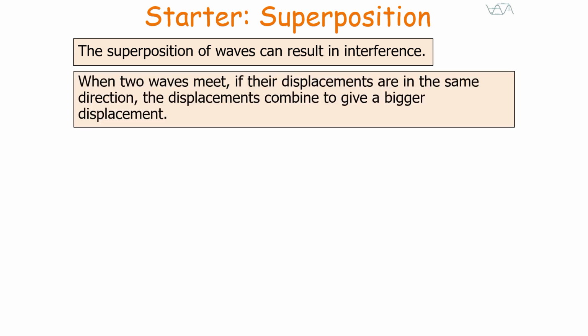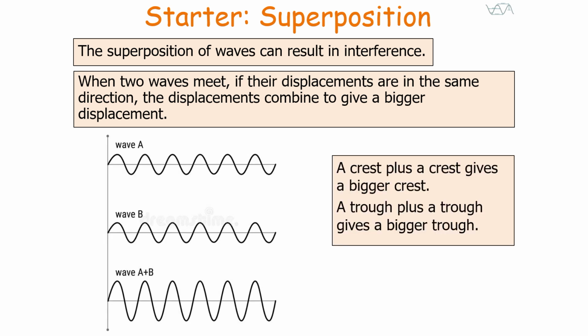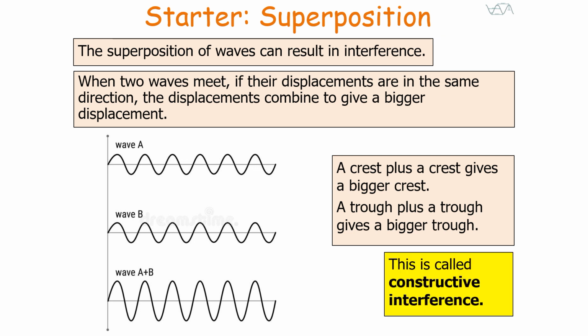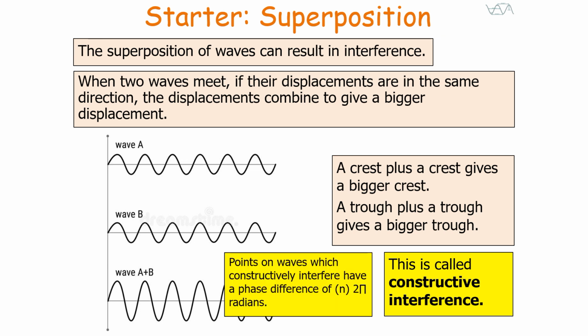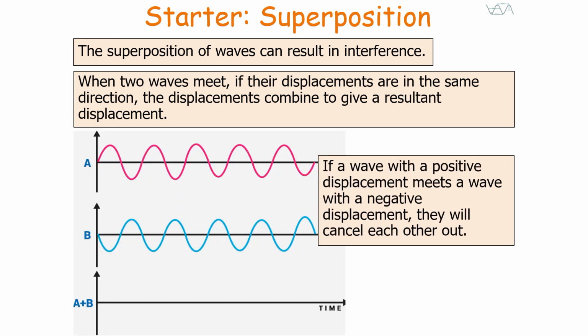Now when two waves meet, if their displacements are in the same direction, the displacements combine to give a bigger displacement. So for example, a crest plus a crest gives a bigger crest. A trough plus a trough gives a bigger trough. This is called constructive interference. Points on waves will constructively interfere when there's a phase difference of 2 pi radians or any multiple of that, when the two waves are in phase, when the path difference between the waves is a multiple of the wavelength, lambda.